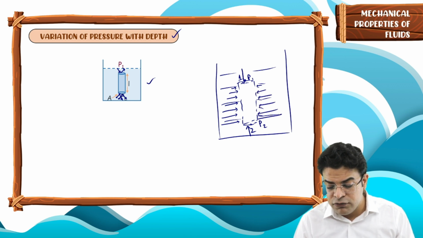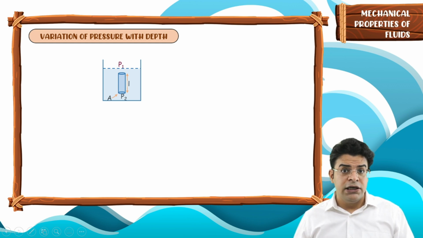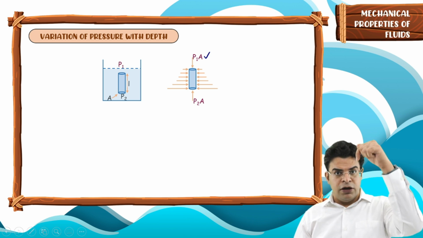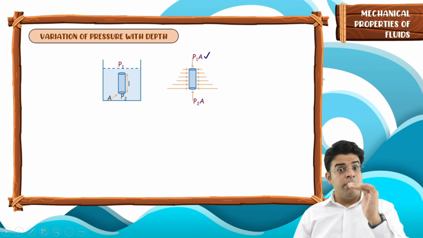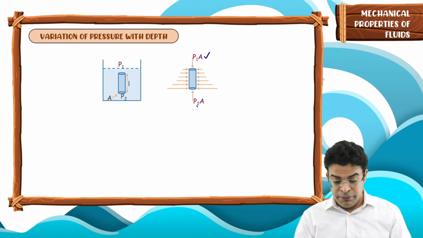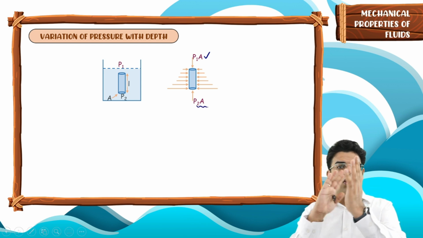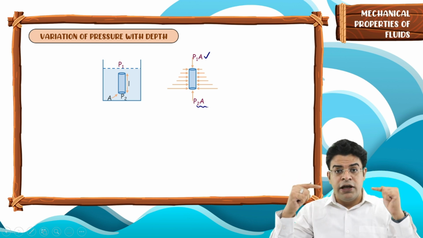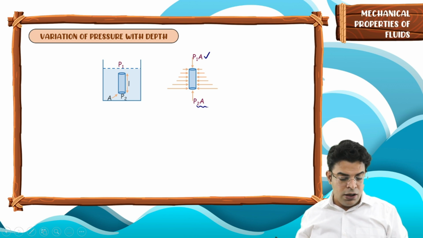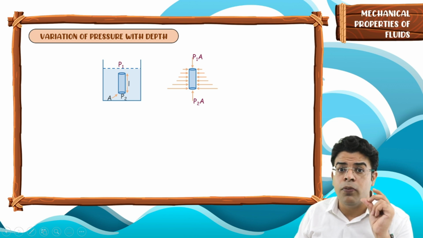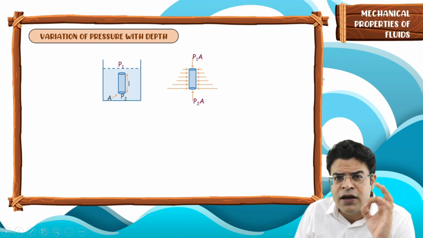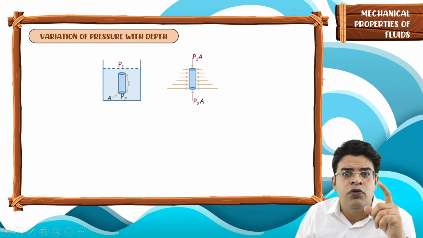So if we think of the force profile on this imaginary element of fluid in the shape of a cylinder, from the fluid above it, there will be a downward force P1A. Because of the fluid below it, there will be an upward force P2A, and because of the fluid present on its side, there will be force perpendicular to the cylindrical wall which will keep on increasing as we keep on going down. Since in the macroscopic scale the fluid appears to be at rest, this means that the net force on this fluid has to be zero. So the net force in upward direction has to be equal to the net force in downward direction.